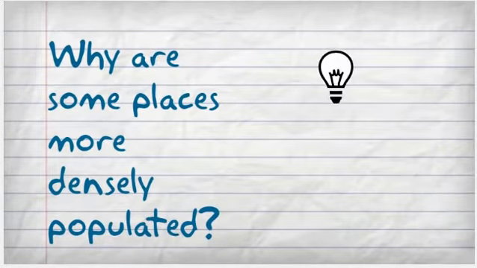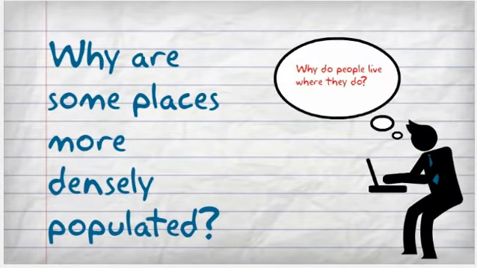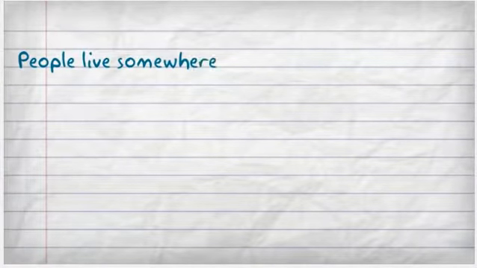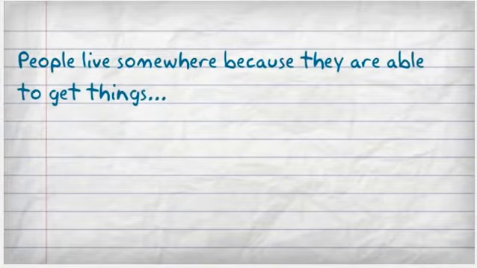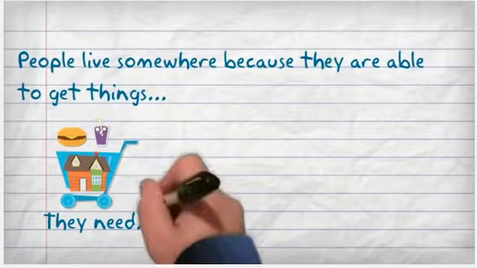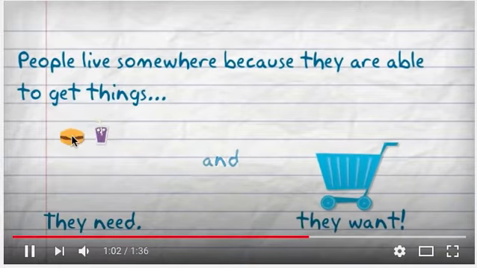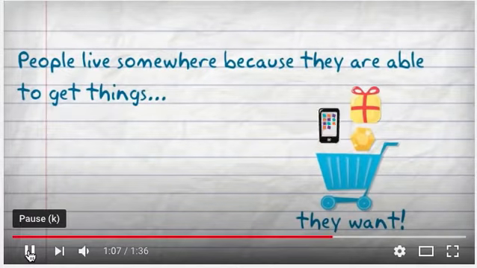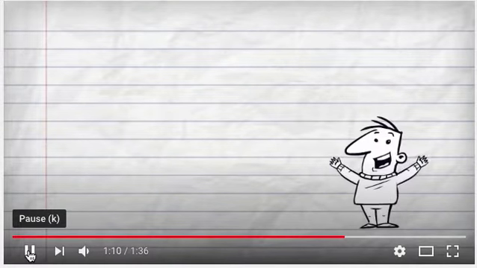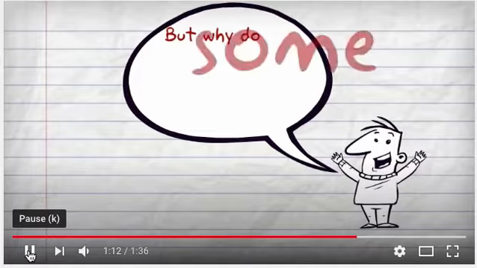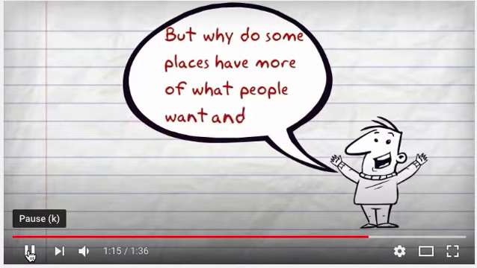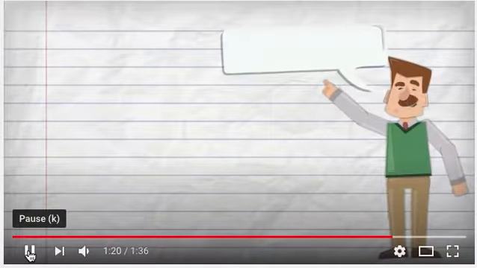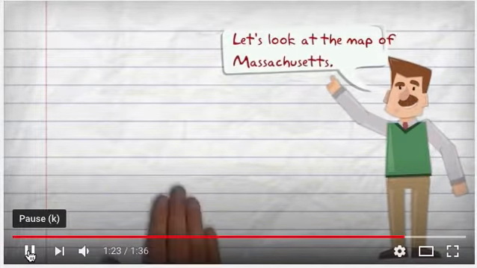So why are some places more densely populated than others? Is it just happenstance, or is there a reason? People live some places because they're able to get things that they need, for example, housing or food, and other things that they want, like shopping. But why are those places there to begin with, right? People usually come to those places. They don't just exist in the beginning.